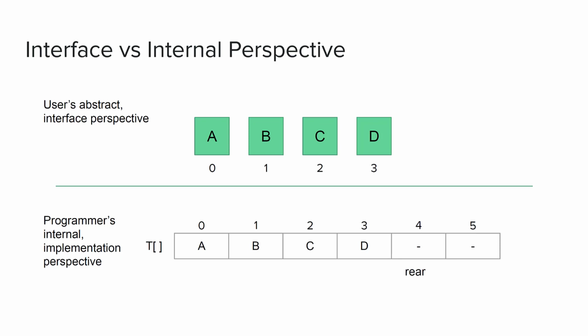I can use this rear variable in combination with the array's capacity to detect the point at which I run out of space in the array that I'm using right now. So we can use this rear variable when it equals the capacity of the list. That's my cue that I need a bigger array if I'm going to add anything new to this list.